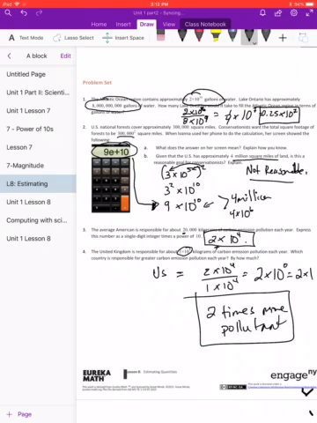That's how we compare numbers written in powers of 10. And this is the intro to scientific notation. Next lesson, we will talk about how to add and subtract in scientific notation.